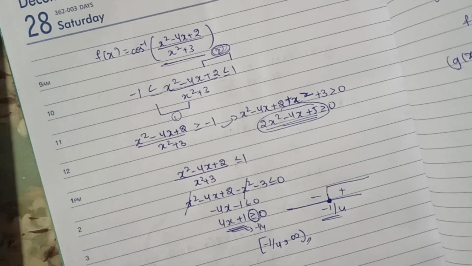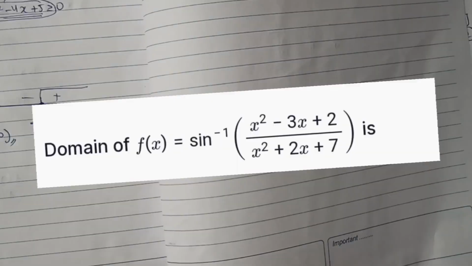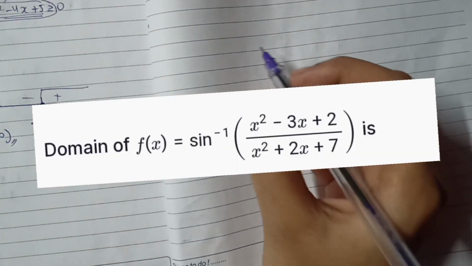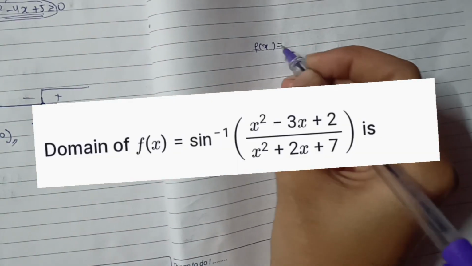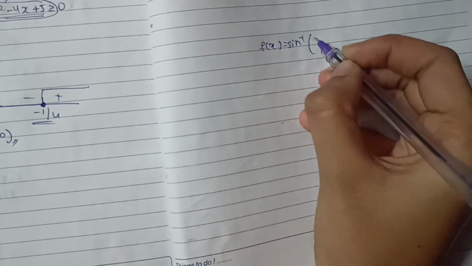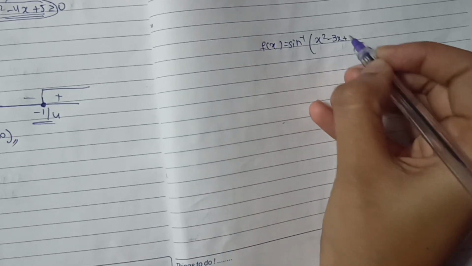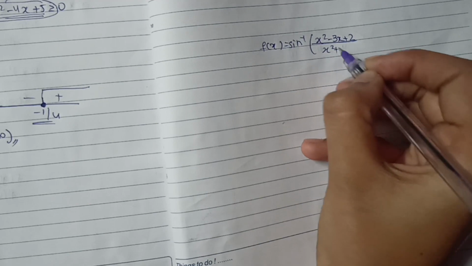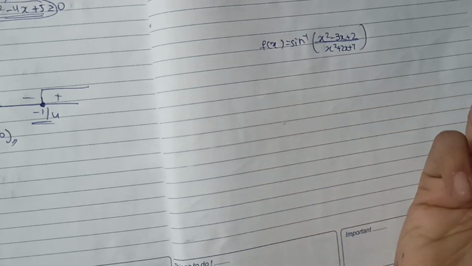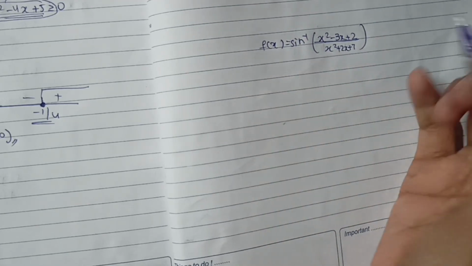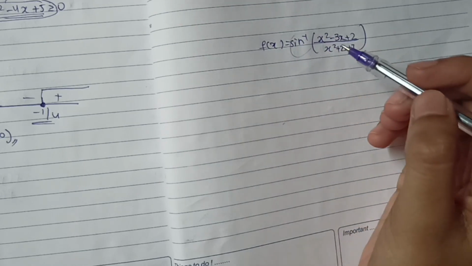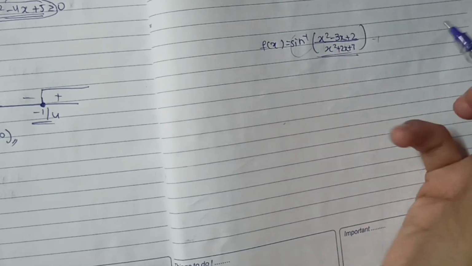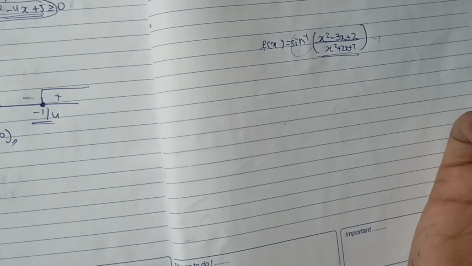There are a few more questions, so let's take a look at them also. In this question, f of x equals sine inverse of (x square minus 3x plus 2) by (x square plus 2x plus 7). We can solve this in the same way as the previous question. Sine inverse also has its function lying from minus 1 to 1, right? You can solve this very easily.